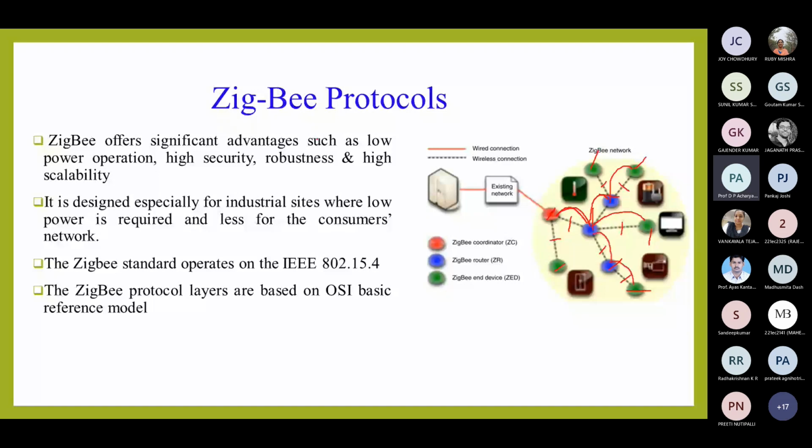ZigBee has low power consumption. The best feature of ZigBee is that it provides very high security. Also, it's robust, and you can have a good amount of scalability with ZigBee. Scalability means this is a very small network that you can see, and you can drag it in any direction and add many more nodes to this. So mostly it is used for industrial sites. Of course, it can be used for consumer applications, but most popularly it is used for industrial applications.